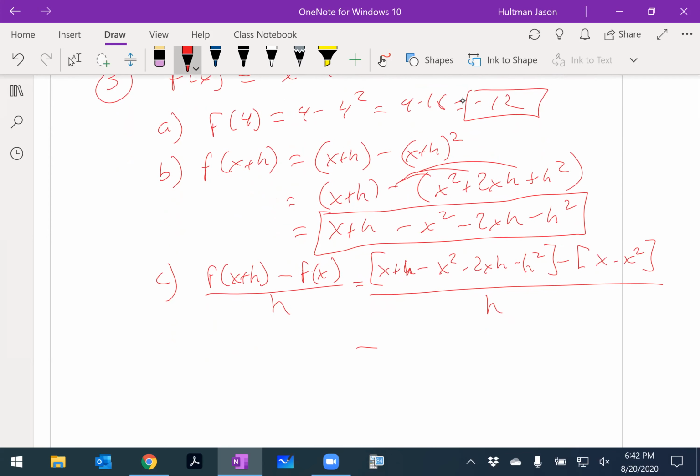Okay, let's see if this cleans up. Well, I'm going to distribute my negative sign there. Nice. I'm going to go x plus h minus h squared minus 2xh minus h squared minus x plus x squared.